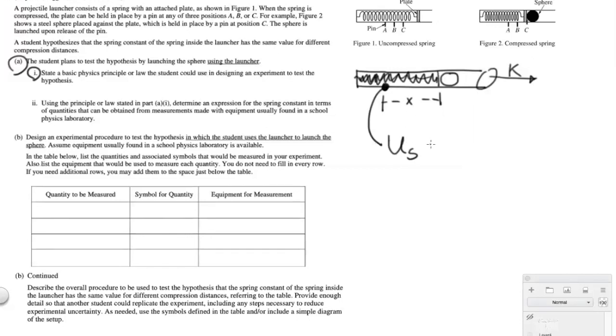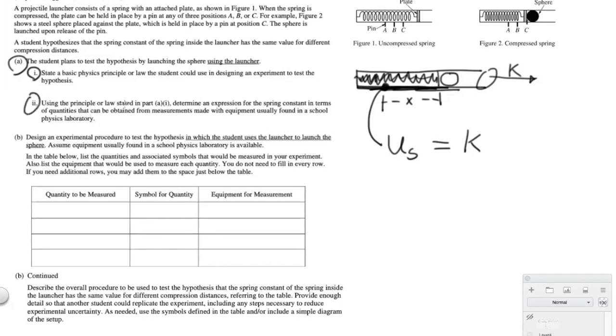So we start with potential of spring, we end with kinetic, as long as we can assume that there's no friction inside the launcher. In fact, did they mention that? I don't think they mentioned it. They didn't mention it, but the rule is if friction is not mentioned, you can assume it's frictionless. So friction was not mentioned, so this is a frictionless launcher. So this is the answer number 1. So the physics principle is conservation of energy.